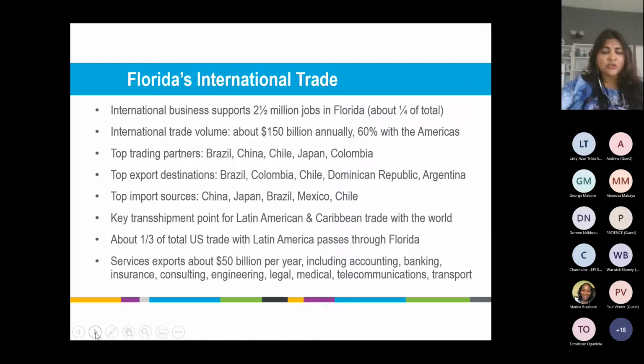In terms of Florida's international trade, Florida has very strong trading patterns between Latin America in both import and export statistics, with about one third of the total of US trade with Latin America actually passing through Florida. The international trade volumes are substantial, about $150 billion, and 60% of that is with the Americas. Even the service exports are substantial, $50 billion. The top trading partners, again, are mostly with Latin American nations, with the exception being China and Japan that feature among the top five. Next slide, please.